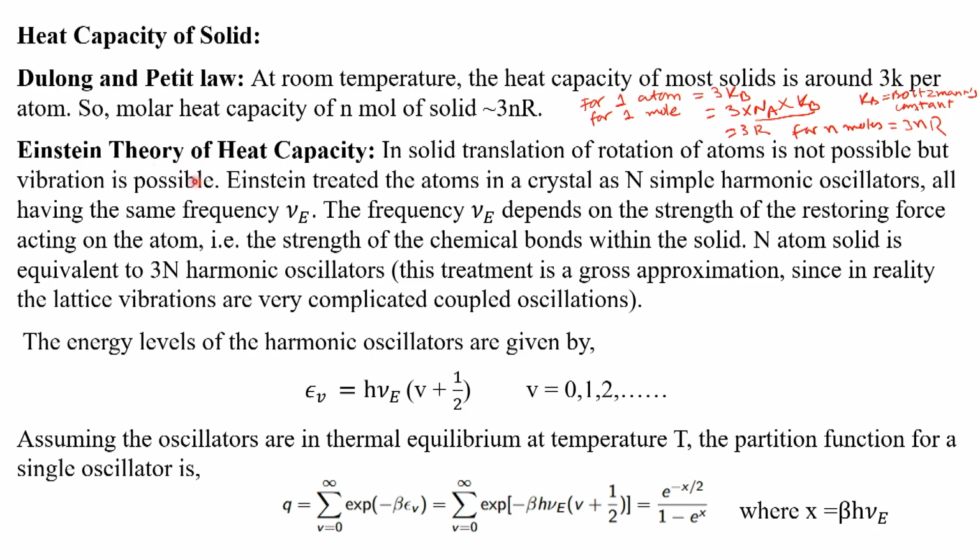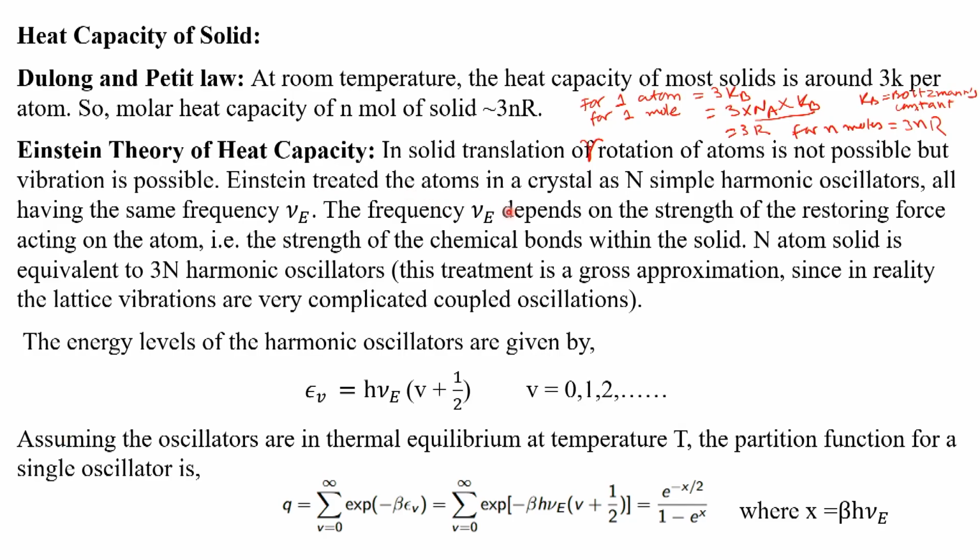Next we discuss Einstein's theory of heat capacity. In solids, translation or rotation of atoms is not possible, okay, but vibration is possible, because atoms are in solids, they can only vibrate, but rotation and translation, these are not possible.